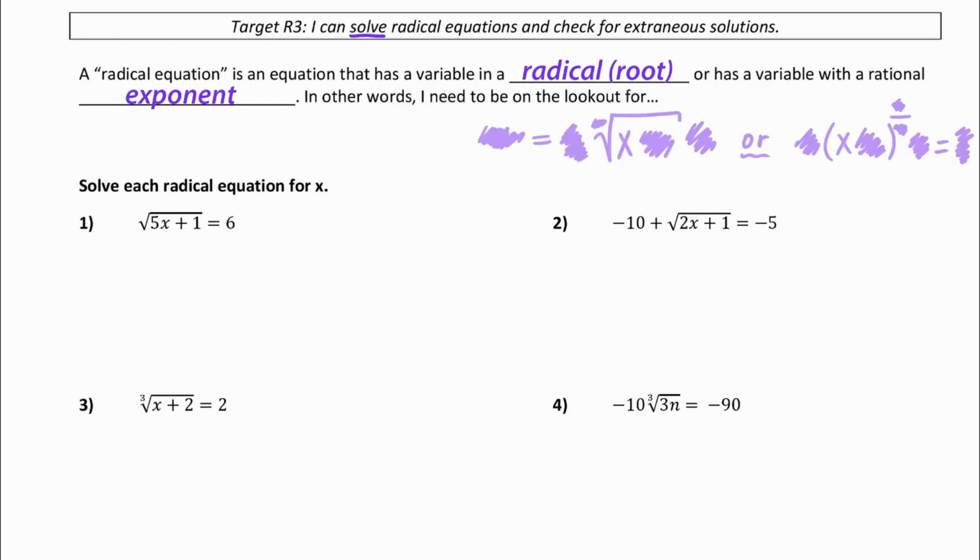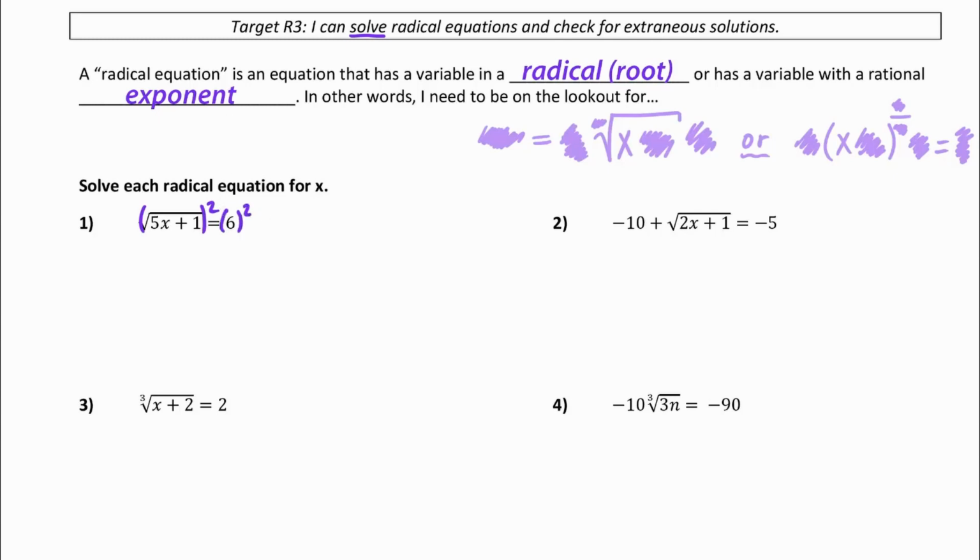If we look at the first question, I realize some classes may have done this already, but it's not bad to review. We have a square root of 5x plus 1, and that's equal to 6. The bad part is that we need to get the variable out of the square root, and in order to do that, we're going to square that side. You have to square the whole side in order to get rid of the square root. They cancel each other out, essentially.